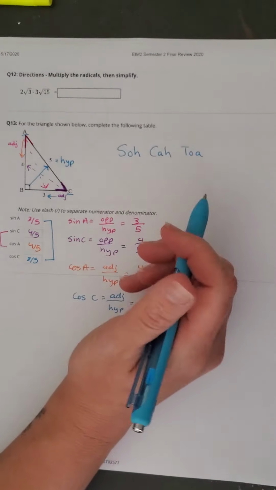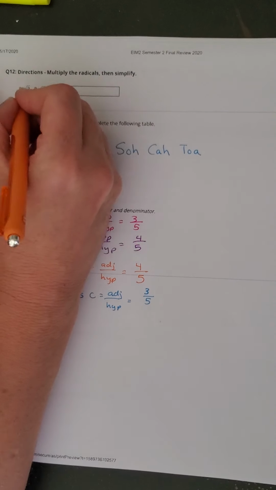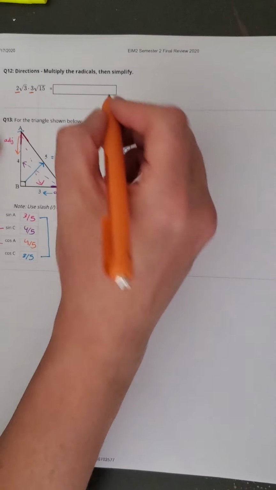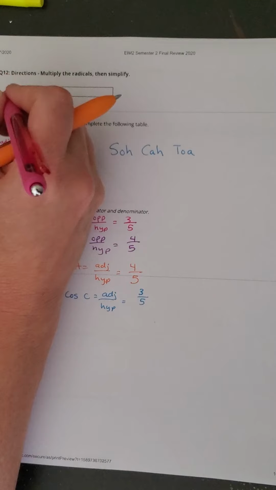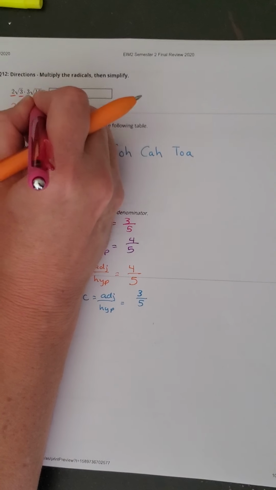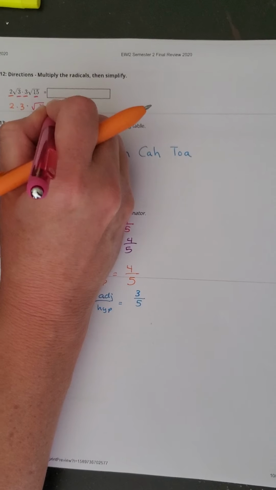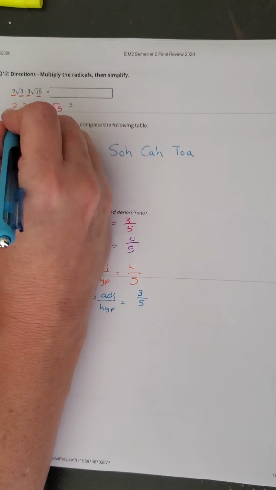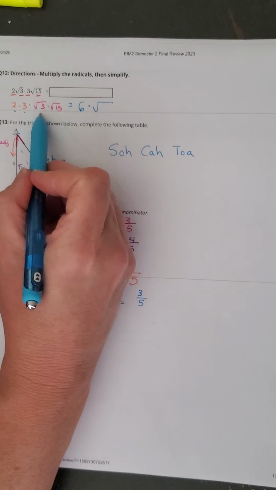All right, let's go back to the simplifying the radical. So simplifying radicals, we're going to multiply coefficient to coefficient. So this is going to be 2 times 3. And we're going to multiply radicand to radicand. So that would be square root 3 times square root 15. All right, so we're going to multiply 2 times 3, that's 6. And then we're going to have a radical, 3 times 15.